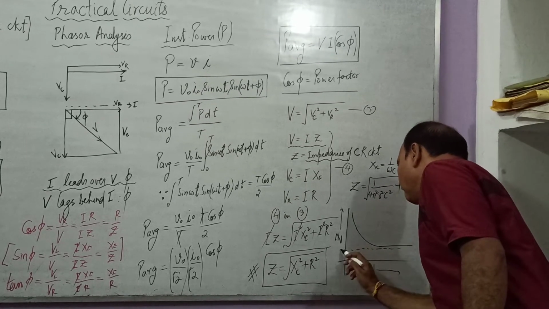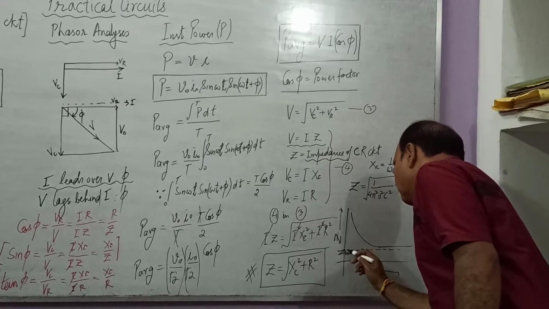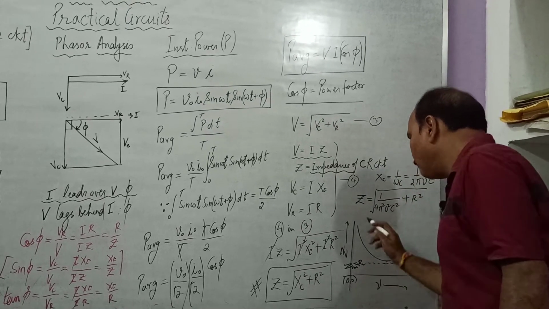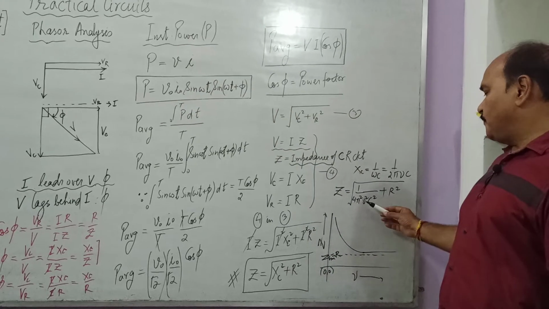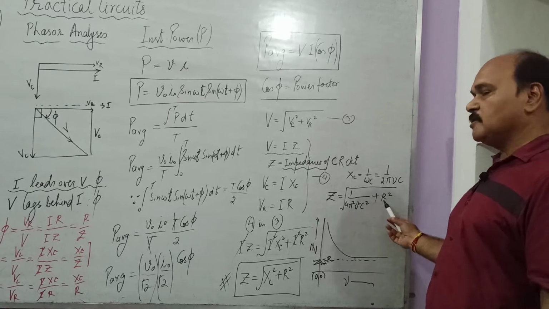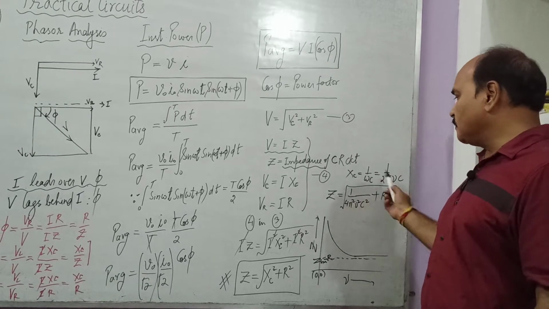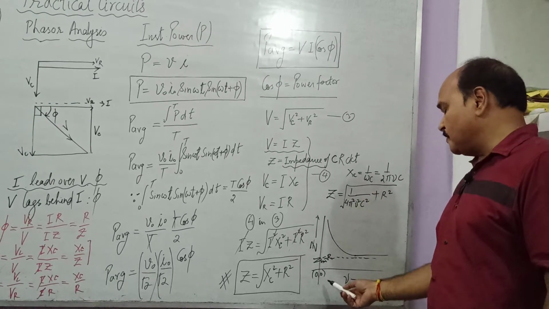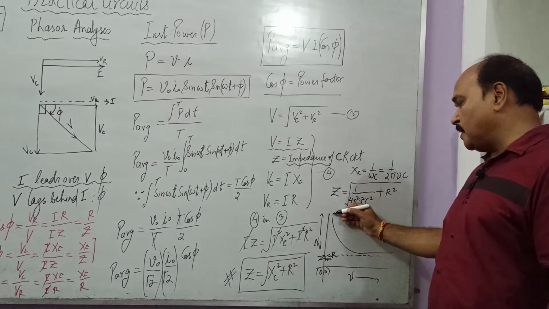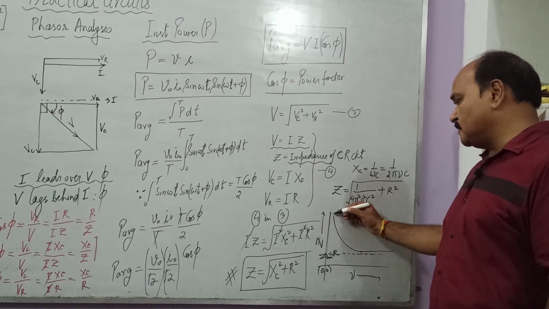And this is the minimum value of Z. What is that equal to? R. This is 0, 0. Why is the graph like this? See, when frequency is 0, this term is infinite. Infinite plus R square is what? Infinite. And the square root of infinite is what? Infinite. That means when frequency is 0, Z is infinite. So the graph starts parallel to this axis, the Z axis.